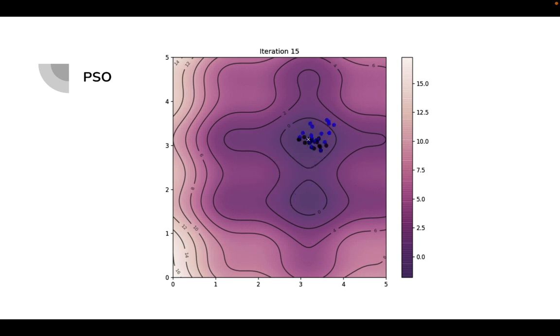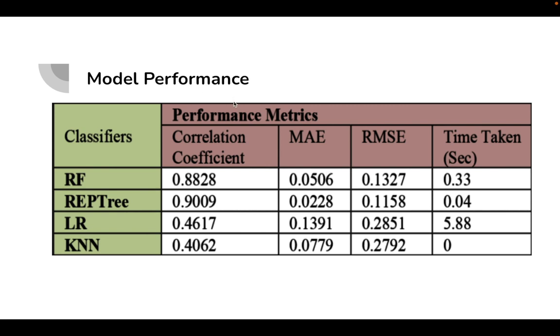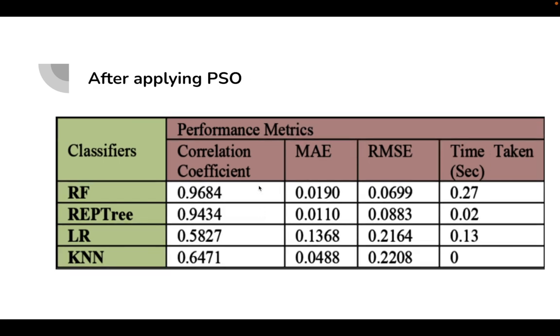Those reduced features are then used to train and test the models and get the accuracy. So this is the model performance before applying PSO. If we see here, we have used four classifiers, which are random forest, KNN, and others. And the performance metrics are the correlation coefficient and root mean square error. If we see, RF is at 88 percent, and after applying PSO, the performance metrics got increased. It is 88, and it got increased to 96%.